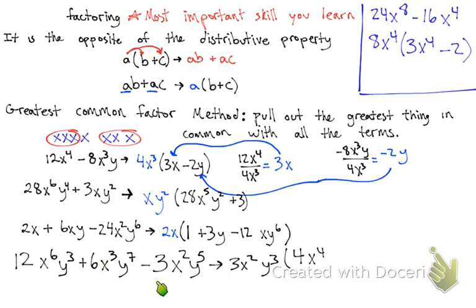The next part, 6 divided by 3 is 2. X cubed divided by x squared would be x, and then y^7: you're taking out y cubed, so that means there are 4 left over. And the last one, negative 3 divided by 3 is negative 1. You take out x squared, so there are no more x's. With the y's, you have 5, you take out 3, so there are 2 left over. Close it off.